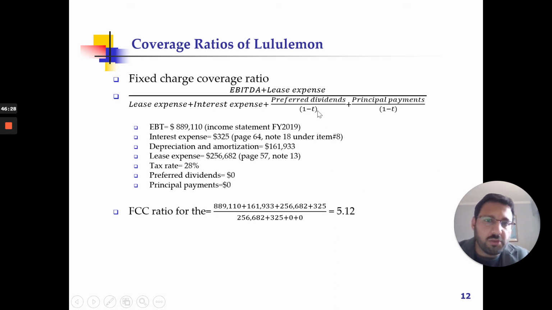Why in the formula over here have I divided by 1 minus t? It's enough for you to know that the preferred dividend payments are not tax deductible. So in order to do that adjustment, we have to divide the preferred dividend payment by 1 minus the tax rate. Likewise, for the principal payment, we have to divide by 1 minus the tax rate.